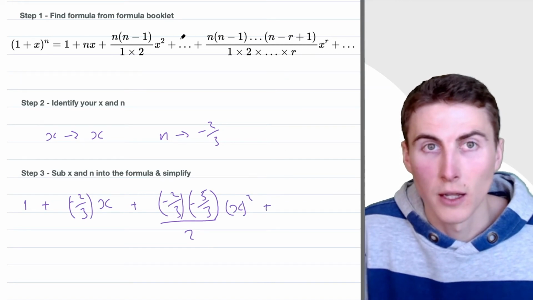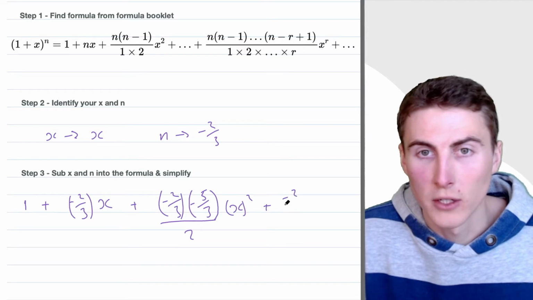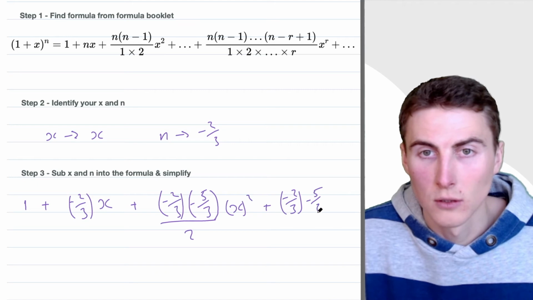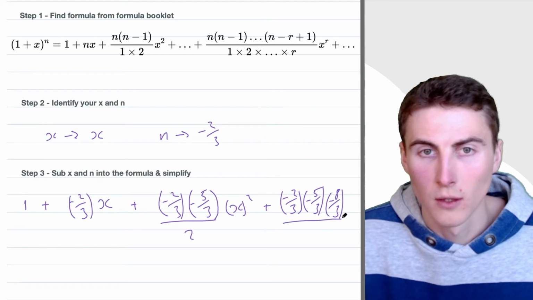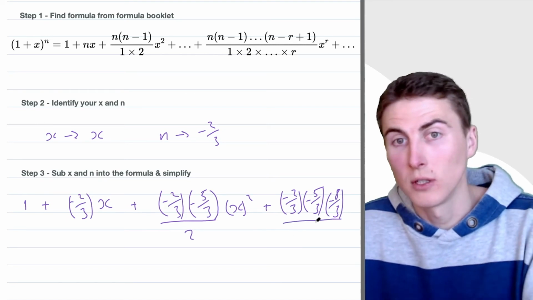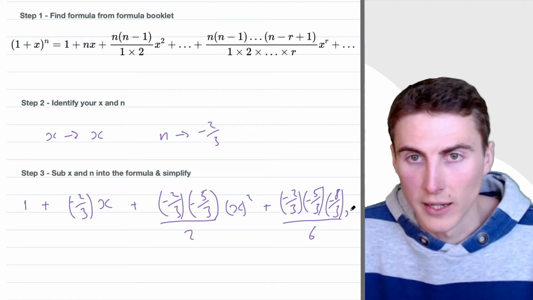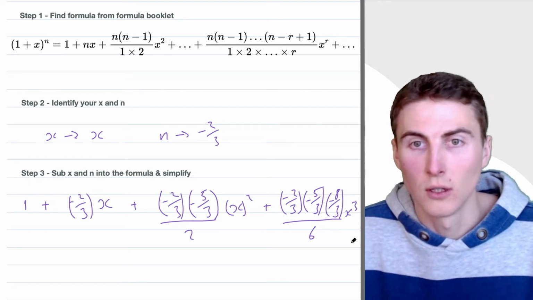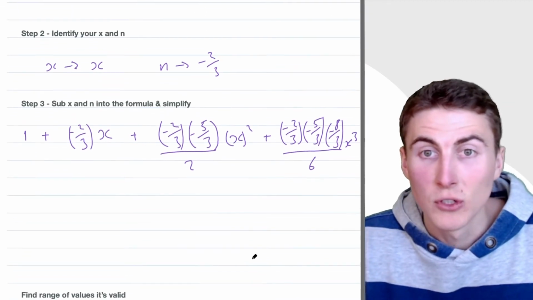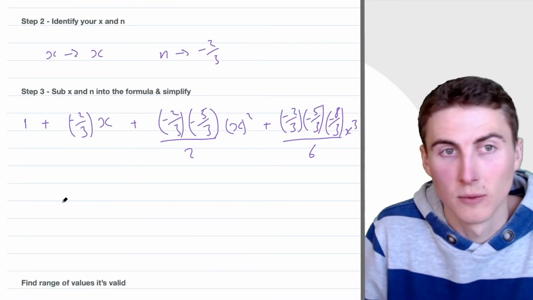And then for the next one, we'd do minus 2/3 times minus 5/3. And it would also have minus 8/3. And the bottom would have 1 times 2 times 3, which is 6. And we're going to squeeze in here an x cubed. Okay. Then we just go through and simplify all of that down.